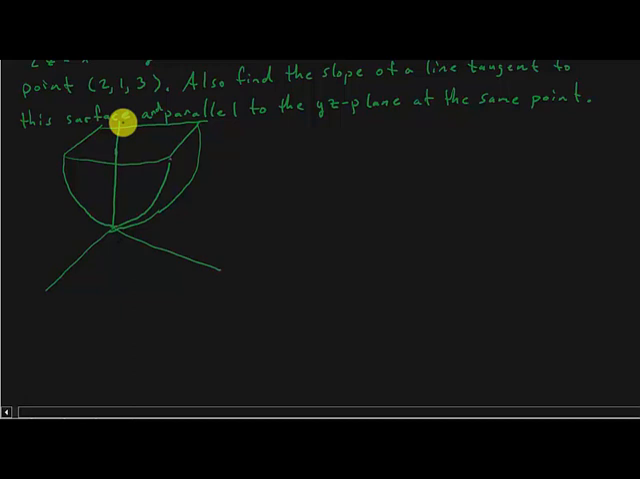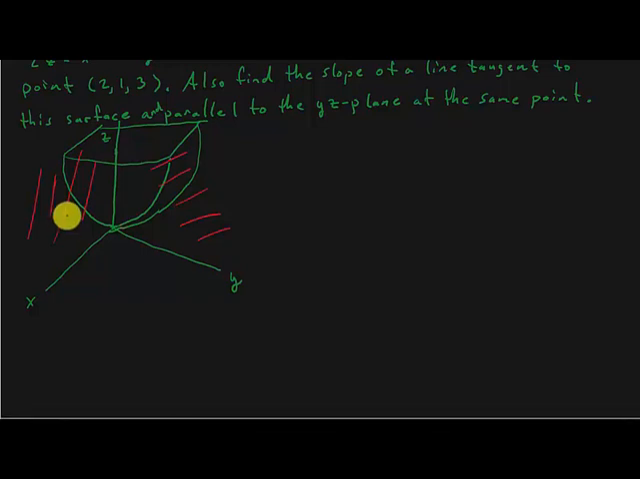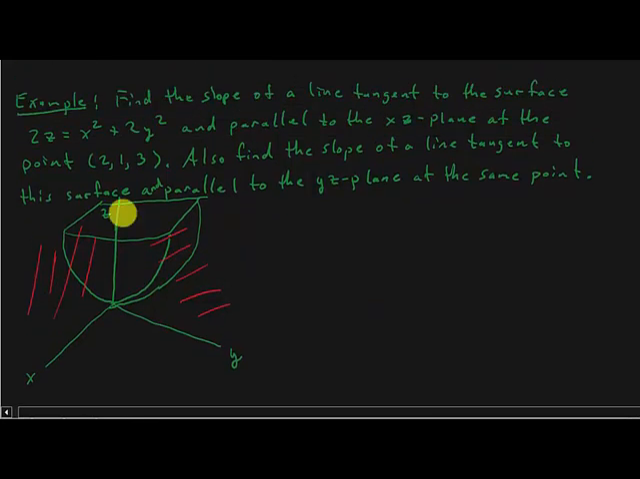And basically what we have here, you have your x, y, and your z axis. Now this part right here, this is your xz plane if you were standing over there, and this is your yz plane. So we're looking for tangent lines that are parallel to this plane and parallel to this plane at this point. So we've got 2z equals x squared plus 2y squared.